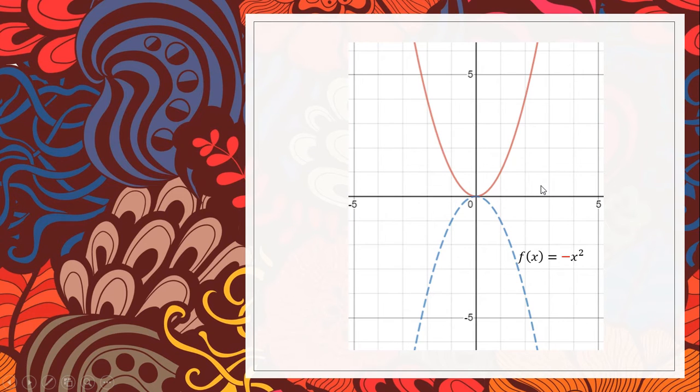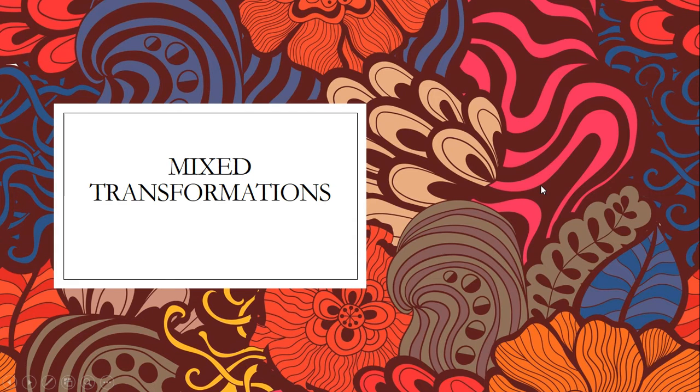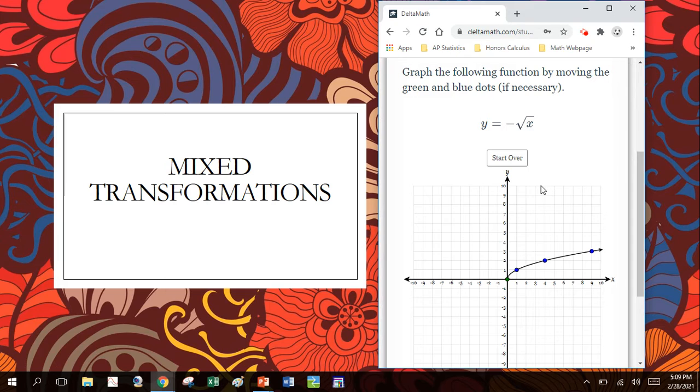So let's use this information and look at some mixed transformations. Here's our first one. Here we have a square root function, and you can see that we have the function right here. Because of the negative in front, that means that we're going to have to reflect this function. You can pick any of these points right here, and you're just going to equally reflect it over the x-axis. So if this is the point 1, 1, I'm going to reflect it over here to the point 1, negative 1, and that will be our only transformation here.